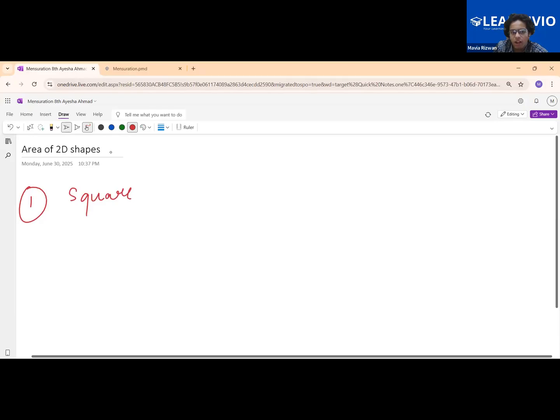Square is a quadrilateral in which all the sides are equal, right? Okay, square is a rectangle in which all the sides are equal. So, Aisha, do you know the area of a square formula? Yes, sir. 4 into S. Okay, that is the perimeter. You have to be very careful what I'm asking. Oh, sorry. S into S.